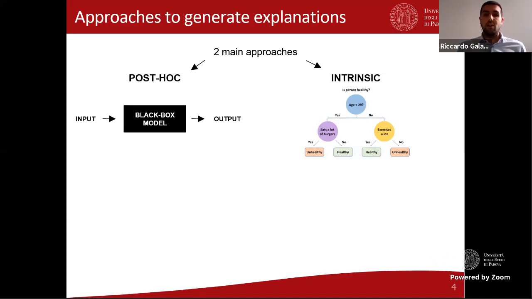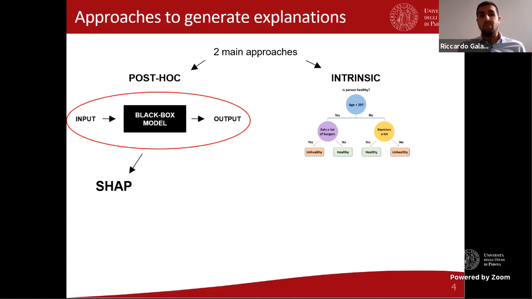We decided to rely on this kind of approach, and in particular on SHAP. That is an algorithm that has the strong theoretical foundation of the game theory approach, and that can provide very consistent explanations both offline and online. Moreover, it is model agnostic, so it can be applied on top of every model. It could be a machine learning as well as a deep learning model.